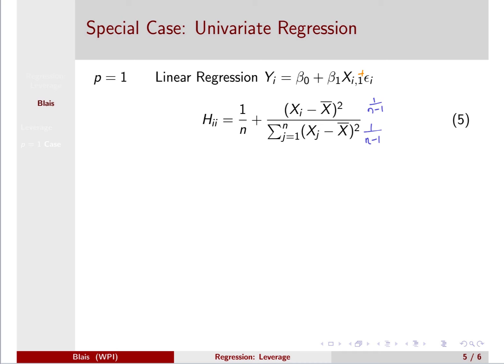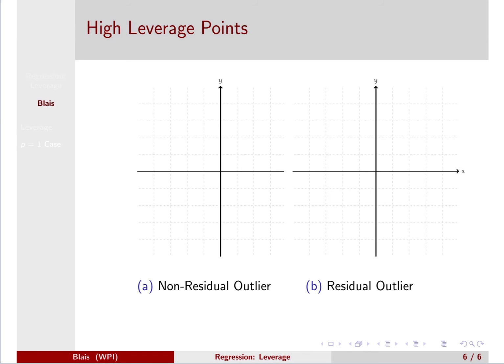And that leads us to the geometry of this. So let's think about this case, univariate regression, where we have a cluster of points, and then let's throw in a point with a large leverage value. So the idea is that these are similar or the same cluster.